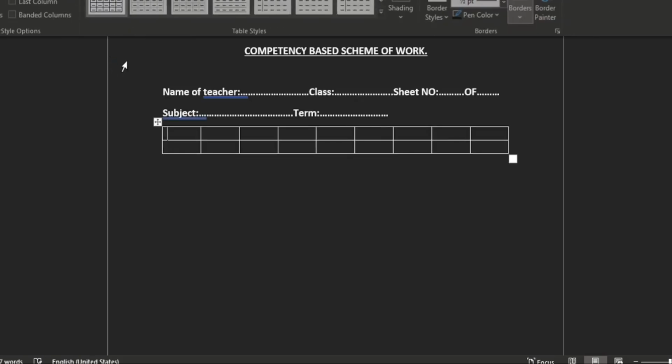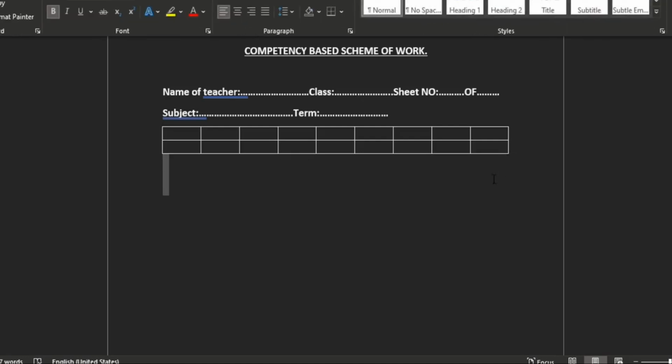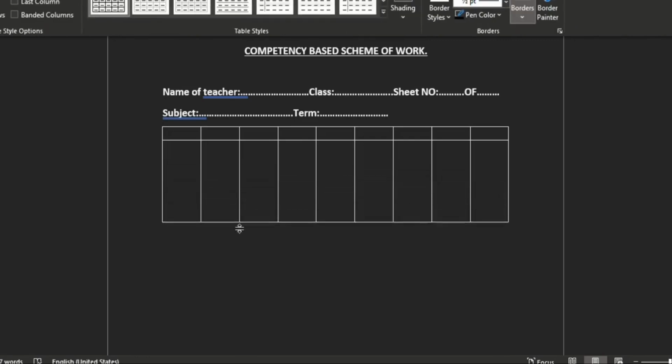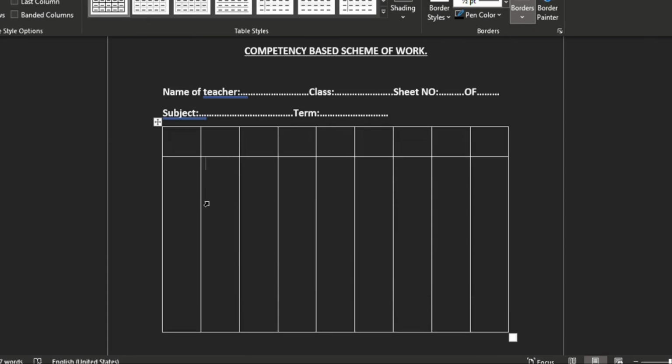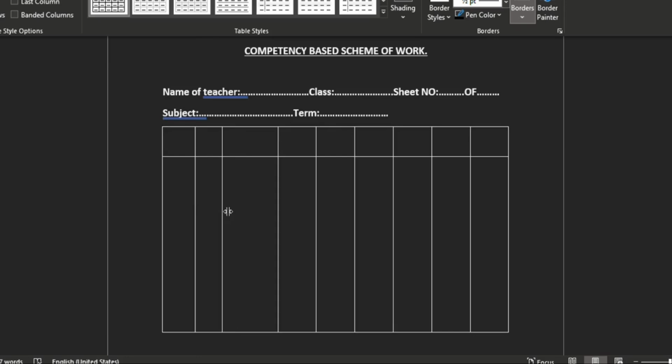It's good to learn these things, even if we are teachers, because there are some teachers who are just coming up, who are just out of school, so they have to learn this. This is how I'm constructing my table, where I'm going to enter my scheme of work. Let me resize it, even though I've not yet written anything there. Let me resize it like that. Okay.